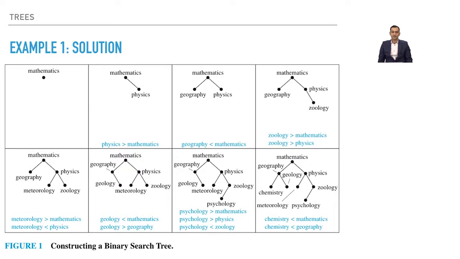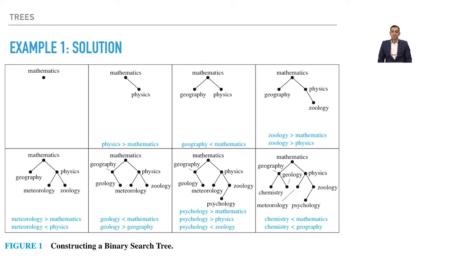geology. Add a left child of the vertex with key zoology and assign it the key physiology. Add a left child of the vertex with key geography and assign it the key chemistry. The viewer should walk through all the comparisons needed at each step.